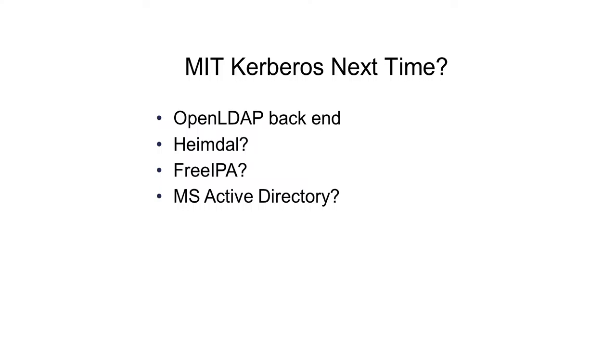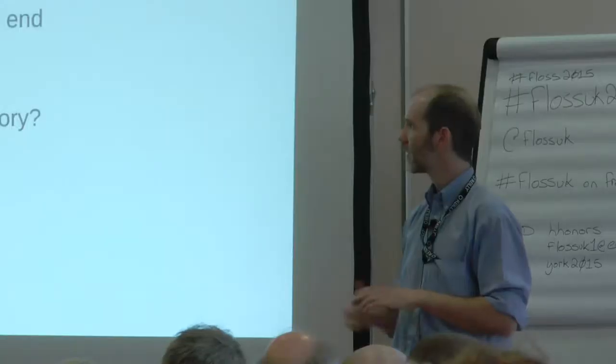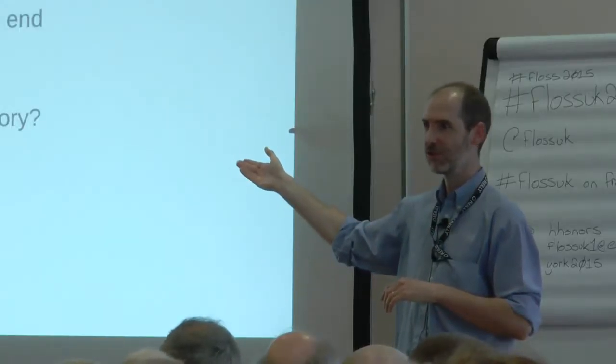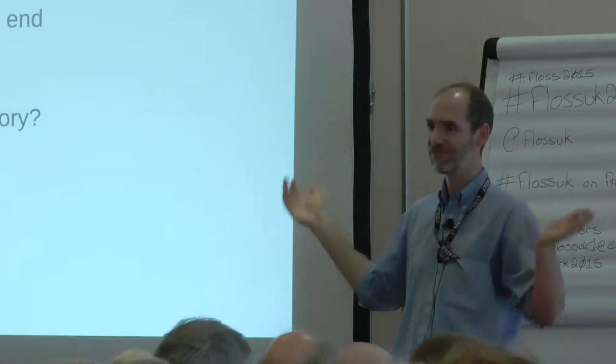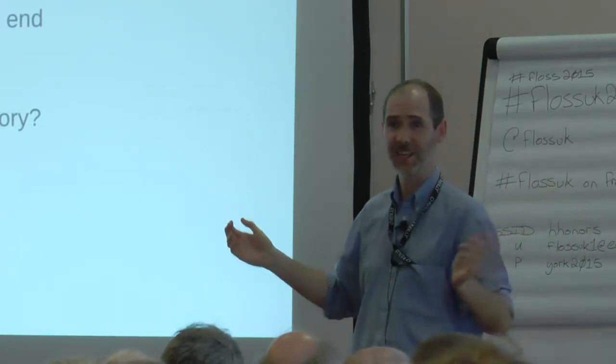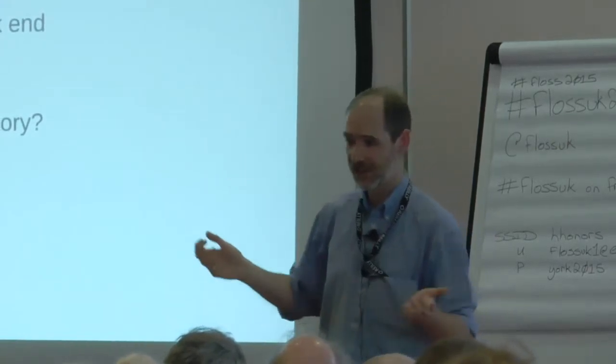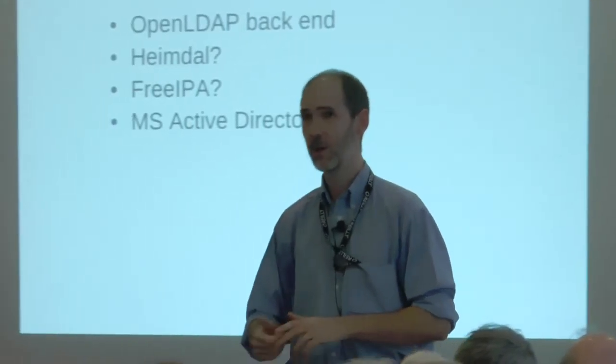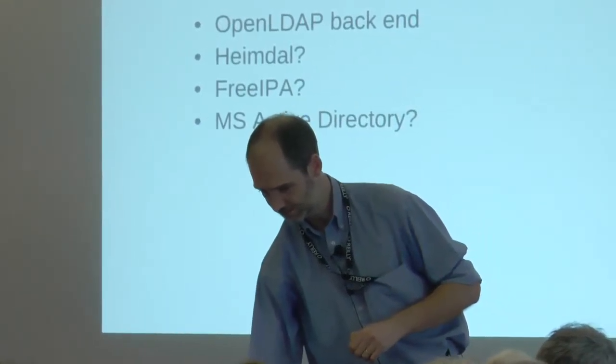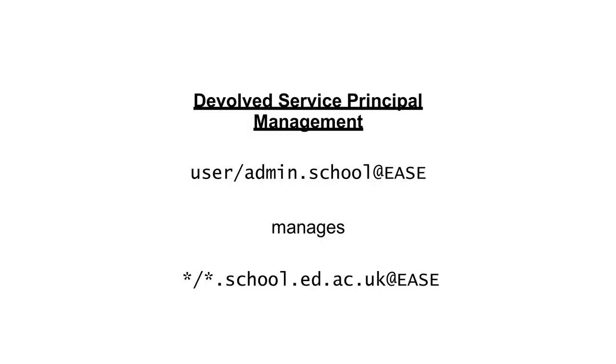And the next time, we'll definitely look at an LDAP backend again. We might go back and review. Maybe Heimdal has done some other things that have got compelling features. We don't know. FreeIPA is where Red Hat are putting a lot of effort into MIT Kerberos now because that's what they use for FreeIPA. And maybe even just not do it separately. Who knows? There's politics involved in that. I'm not advocating either way, but would Active Directory just do this for us anyway? That'll be a question our senior management will ask.